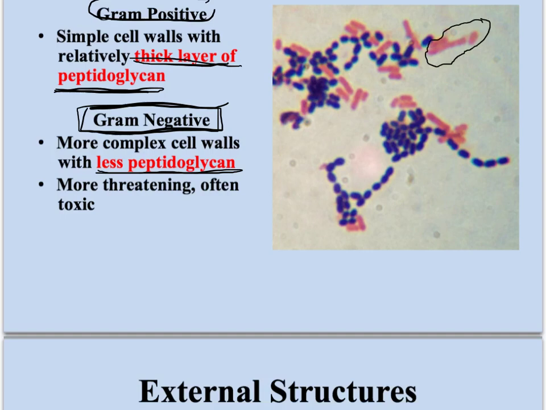So over here, you can see that this bacteria is gram-negative because it's pink. I don't know if I put that on there. Gram-negative is pink. Gram-positive is purple stain. So here is gram-positive.